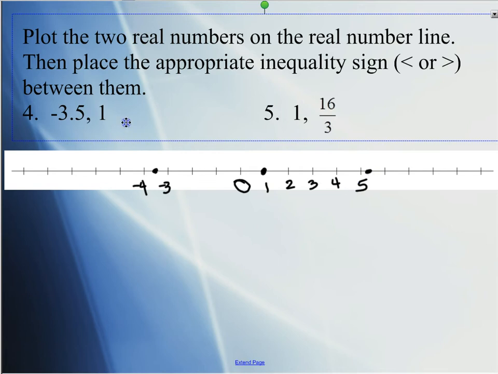So with regard to the appropriate inequality signs, -3.5 or 3 5/10 is less than 1. And then over here you would write 1 is greater than 16/3.